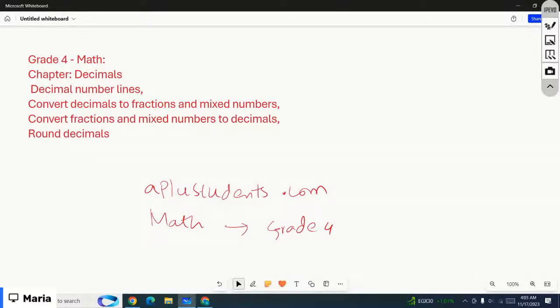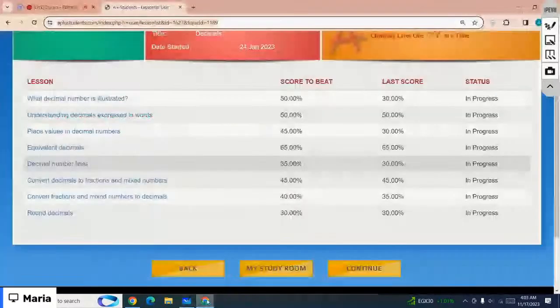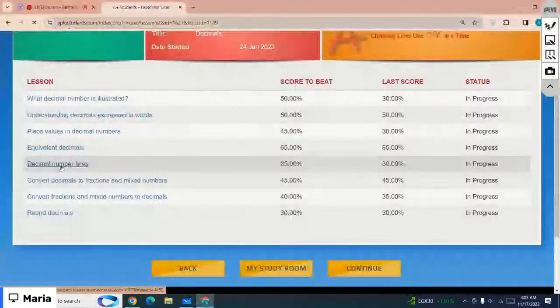We're going to start with the chapter decimals, and the lessons we're going to cover from the chapter are decimal number lines, convert decimals to fractions and mixed numbers, convert fractions and mixed numbers to decimals, and round decimals. So let's just start with the lesson. Please make sure you have your notebook and pencil so that you can note down the important examples and definitions as well. Okay, let's start with the lesson decimal number lines.